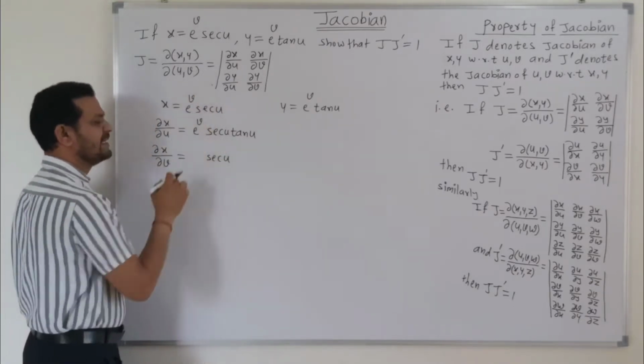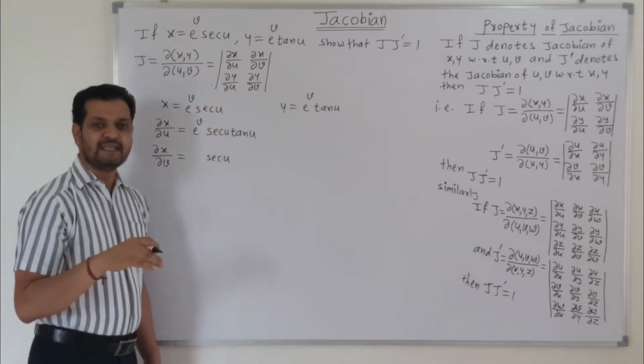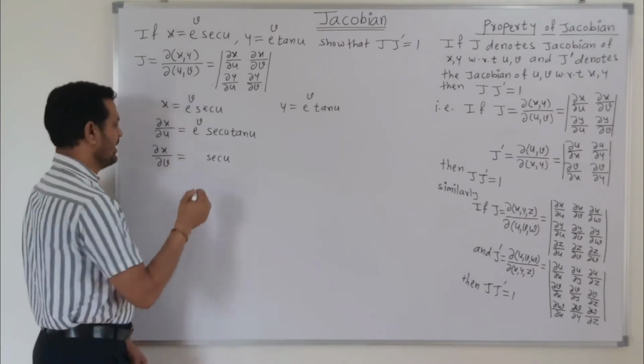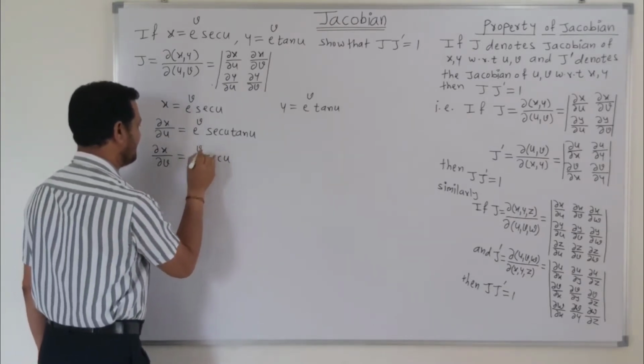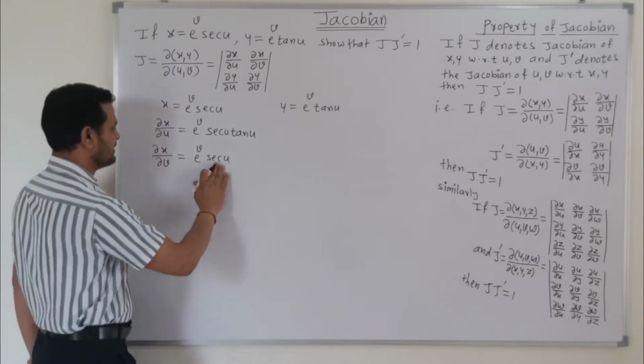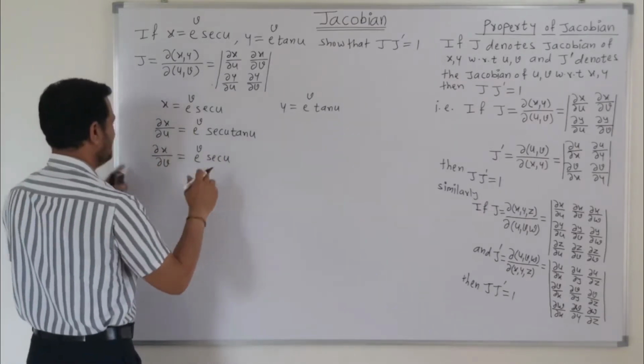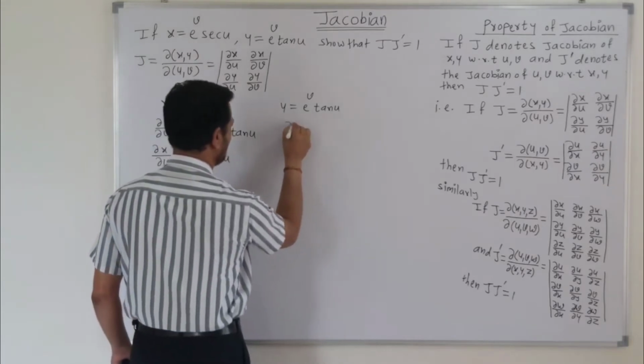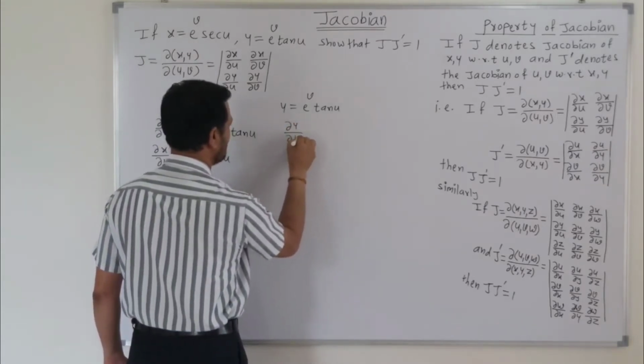Then the derivative of e raised to v. The derivative of e raised to x is e raised to x. According to that formula, we can write the derivative of e raised to v as e raised to v. Then this term is constant.